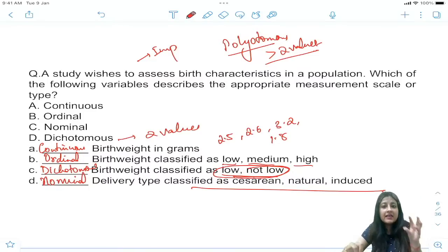Dekho. Ordinal, when you have to mark ordinal, you see whether it's an order or not. Okay, it's an order or not. Can I arrange it in an order? High to low, low to high, severity, all those things. Okay, type of delivery is not an order, guys. Okay, I hope now this concept is clear to everybody.